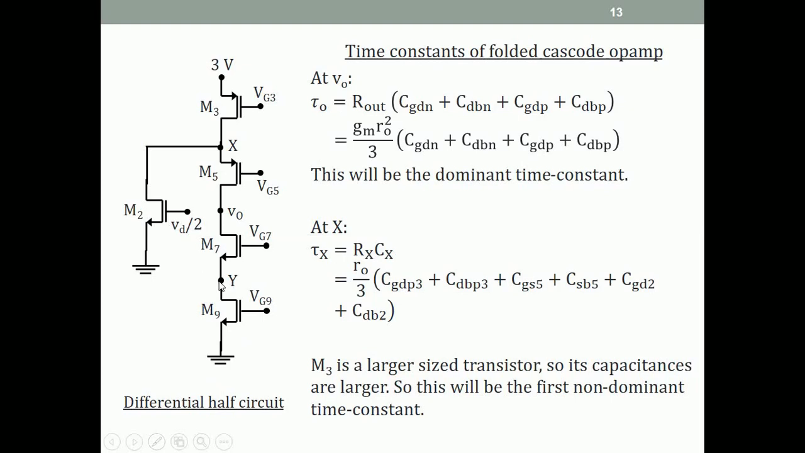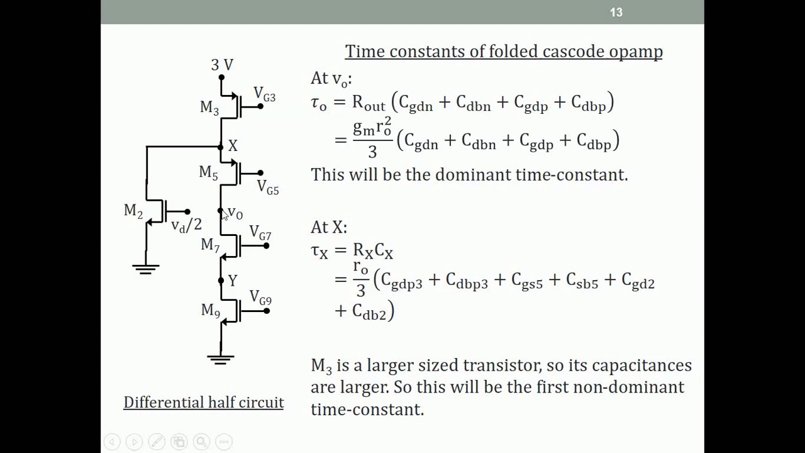There are 4 time constants: 1, 2, 3 and the input. For this discussion, I'm assuming that the input time constant is small by assuming that the input resistance is small. So we'll look at 3 time constants here. Let's write expressions for the 3 time constants.